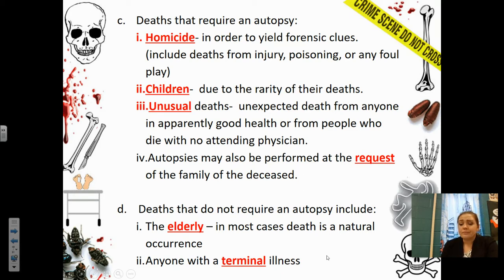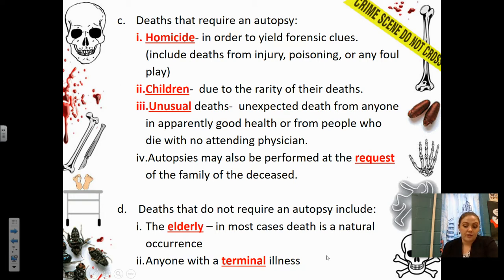Unusual deaths, so anytime there's an unexpected death, a person who doesn't have any known illnesses, relatively healthy and young, then they should have an autopsy done. Now, sometimes their family can decline it, but they should at least be offered. Autopsies may also be performed at the request of the family or deceased. So you can also ask for one. If someone goes to the hospital for a routine checkup and ends up dying and the family wants an autopsy to see if the doctor made a mistake, they can ask for one.